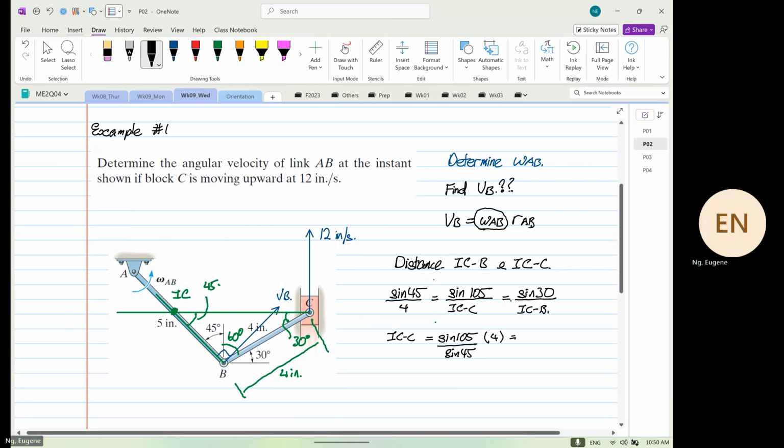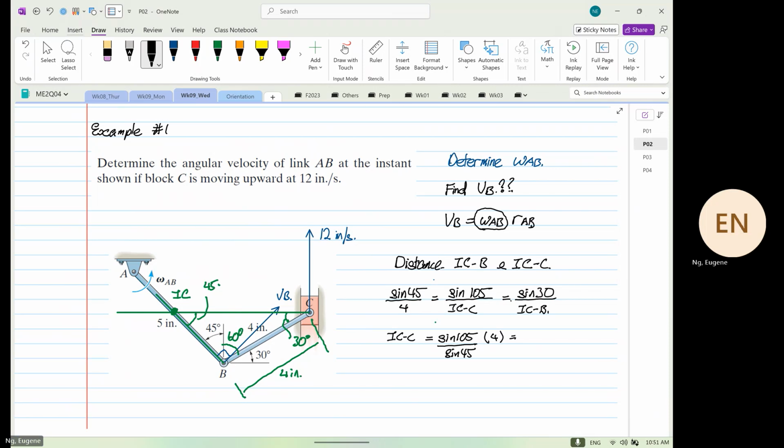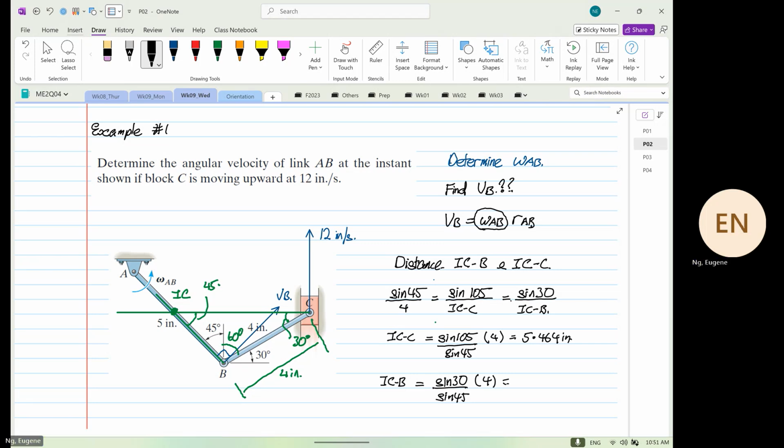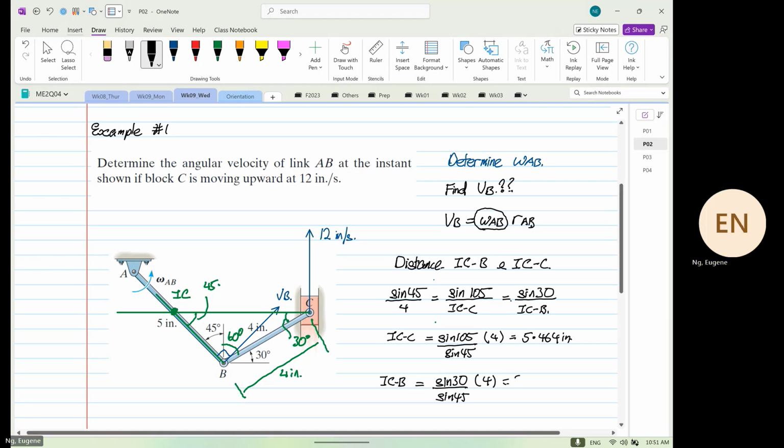So ICC is 5.464. And then we can also determine ICB. So sine 30 divided by sine 45 multiplied by a distance of 4. Is it 4? Wait, sine 30. I think I might have made a mistake. Wait, let me check. Yep, 2.828.